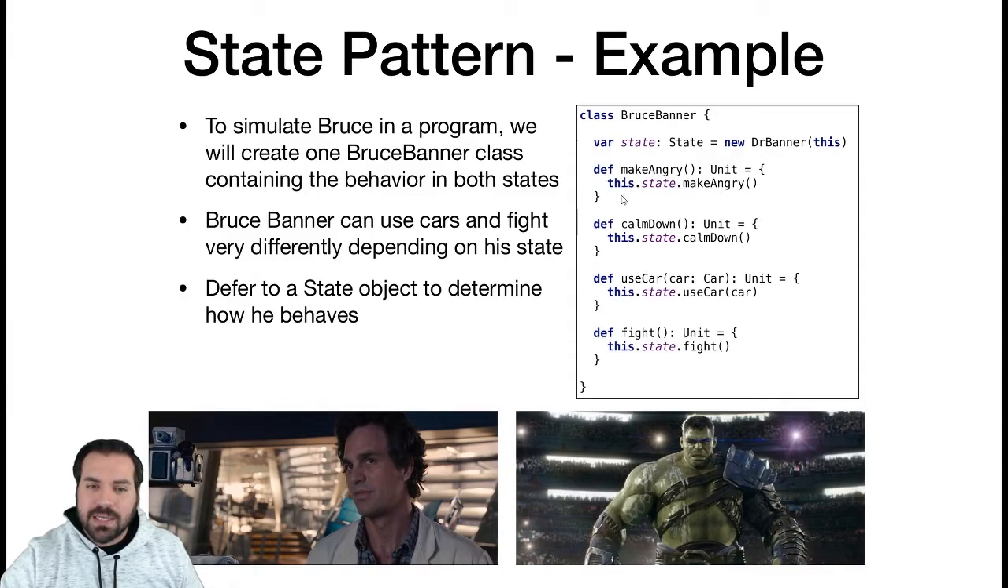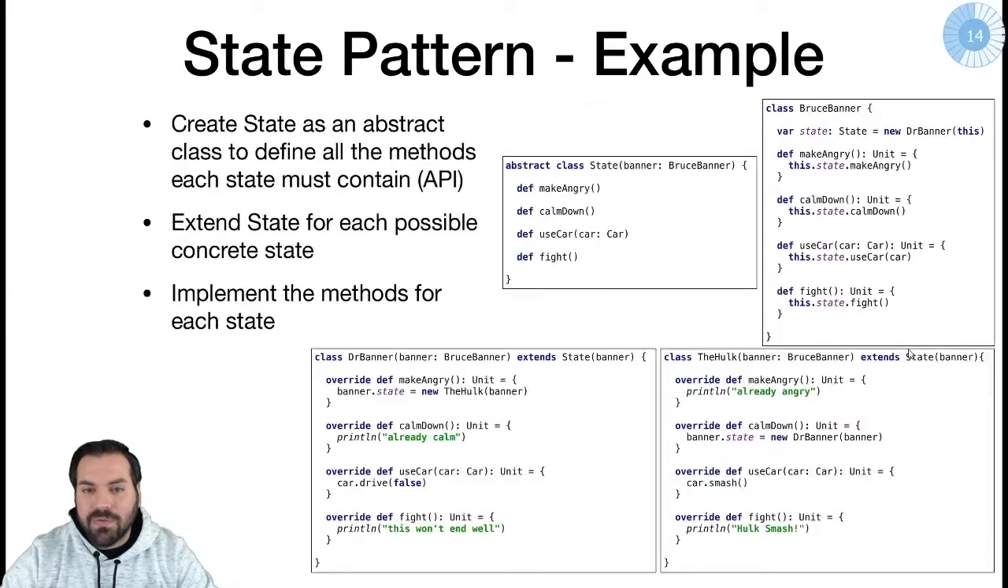Bruce Banner doesn't have any hard-coded behavior. We don't know what he actually does when either of these 4 methods are called. We're just going to defer to the state, and the state will determine. In the initial state, the state is Dr. Banner. He's Dr. Banner, and we'll get all the Dr. Banner functionality. If this state changes to the Hulk, we're going to get all the Hulk functionality.